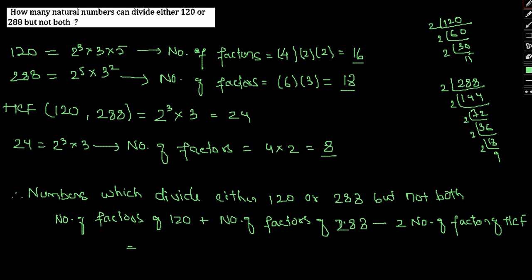So therefore our answer will be 16 plus 18 minus 2 into 8. Okay, so our answer will be 18. Okay, 2 why? Because one of the HCF will be included in the number of factors of 288 and the other HCF factor will be included in number of factors of 120. So we are discarding all the factors that are common to both, because the case is either or and not both. Okay, so I hope this is clear to you, as in the approach and everything involved.